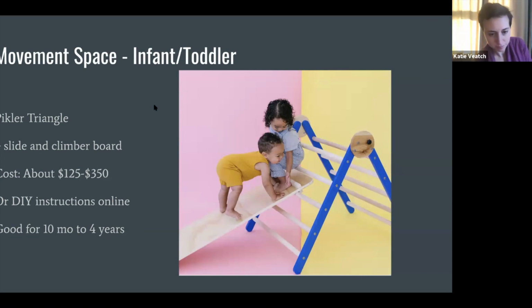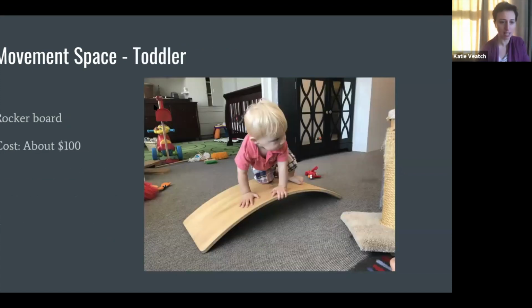Let's see. Can't remember what I have next here. Okay, here's a rocker board. These are fun too. They become a bridge, a slide, and if you turn it over, they can stand on it and rock back and forth like they're surfing. They turn it up on the end and throw stuff over it like a little net. These rocker boards are very dynamic. I often invite families to get one of these because again, it lasts a long time.